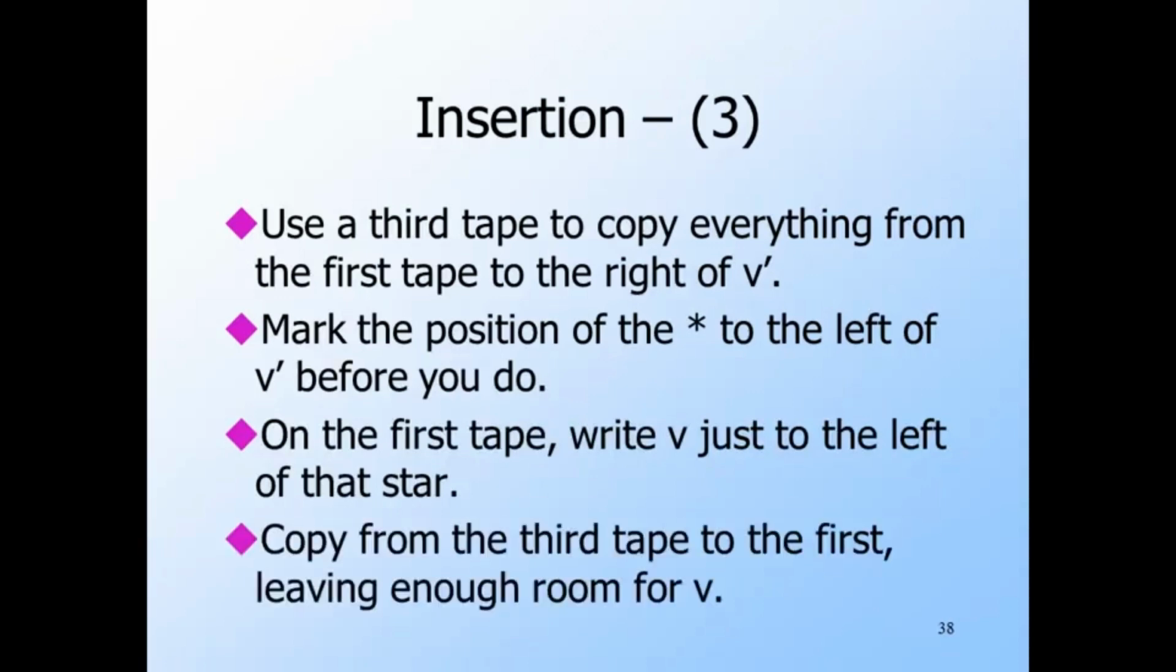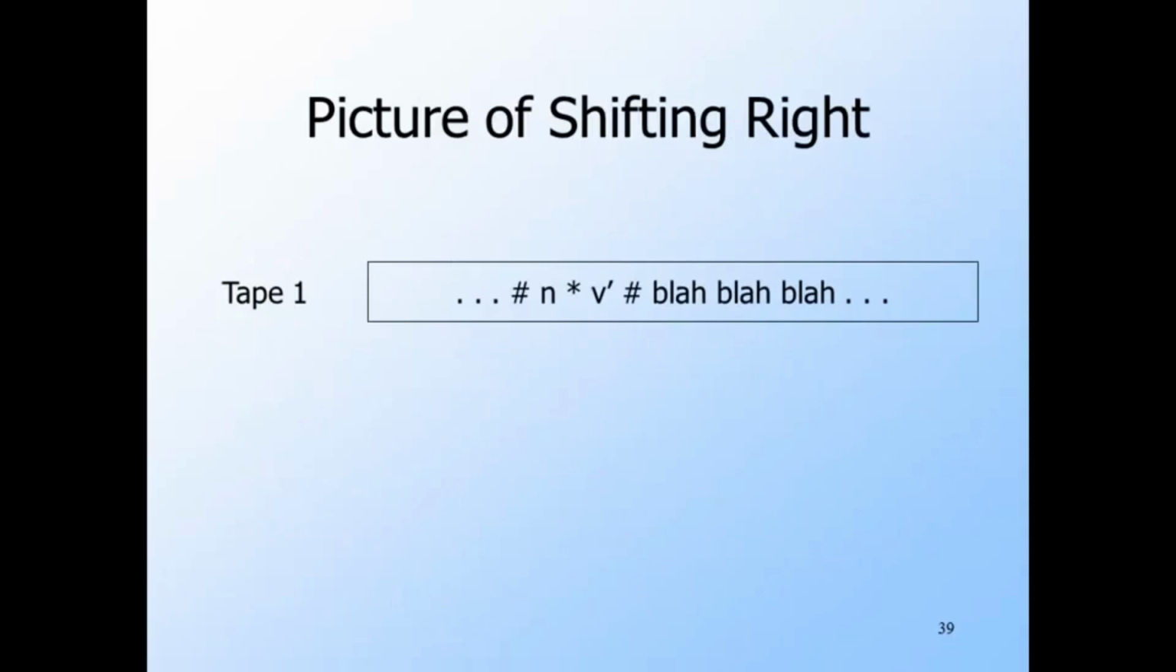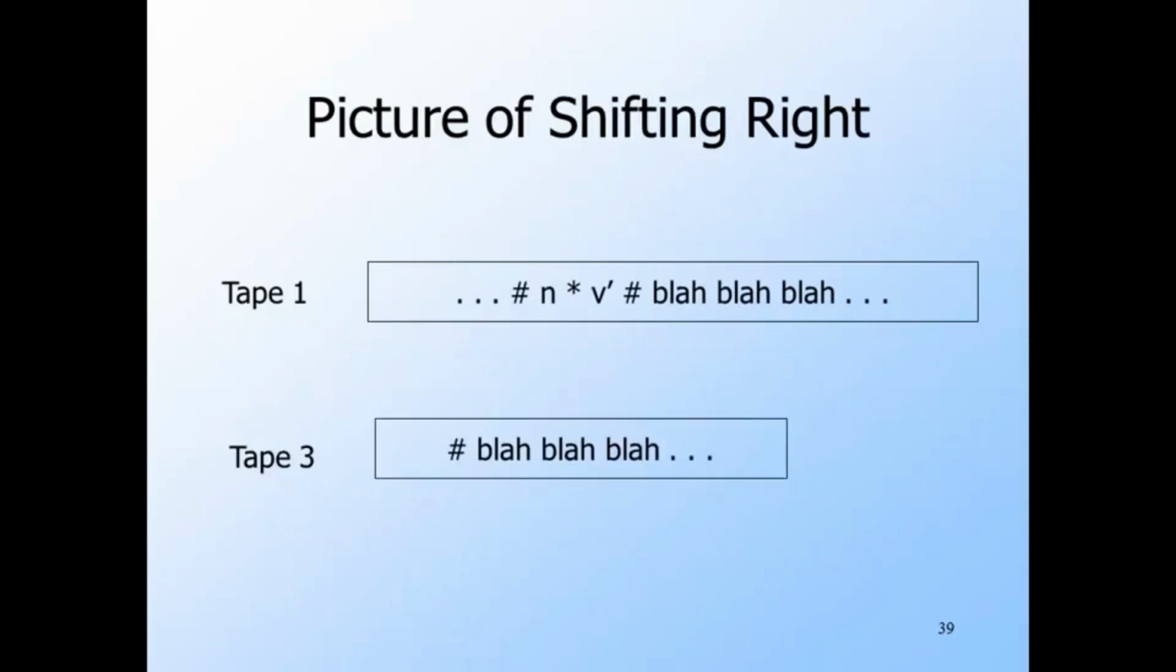Then we restore the first tape by copying from the third tape everything that was copied there. The net effect is that the portion of the first tape that held data to the right of v prime has been moved right as many squares as was necessary to fit v in place of v prime. Here's a picture of the sequence of moves. First, we copy everything to the right of v prime onto tape 3. Then we overwrite v on tape 1, covering anything we have to. And then we copy tape 3 onto tape 1, positioning it to the right of whatever space v has taken.